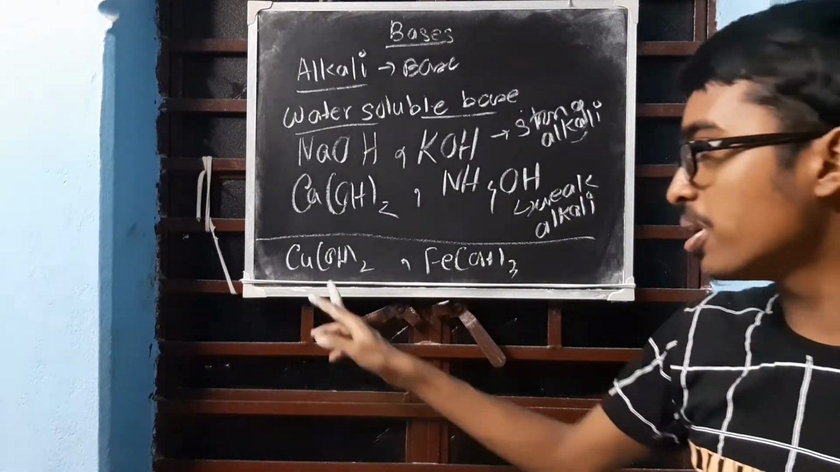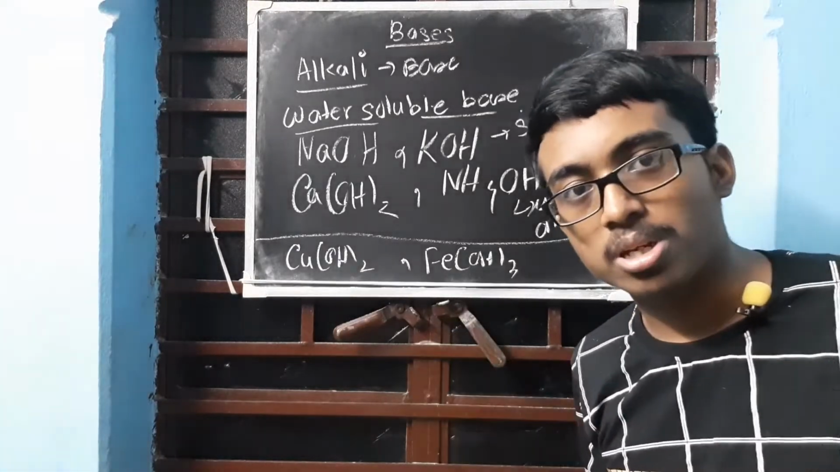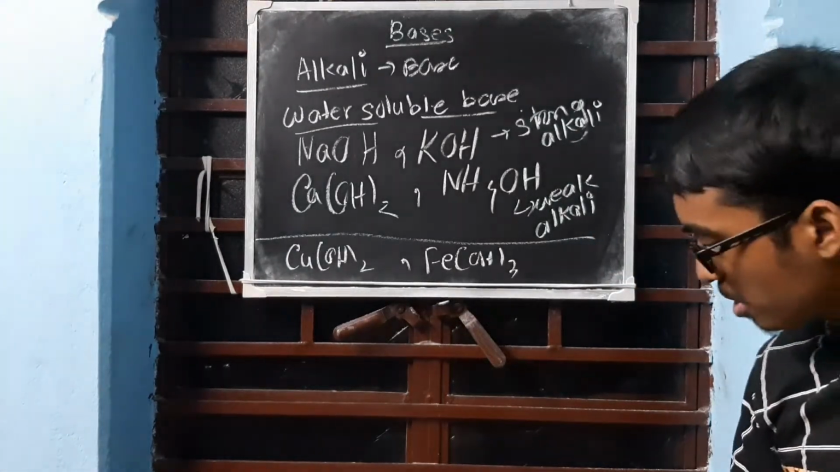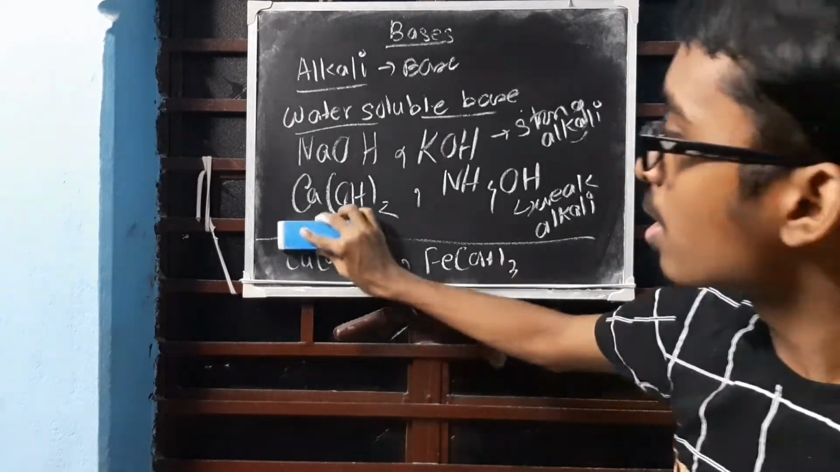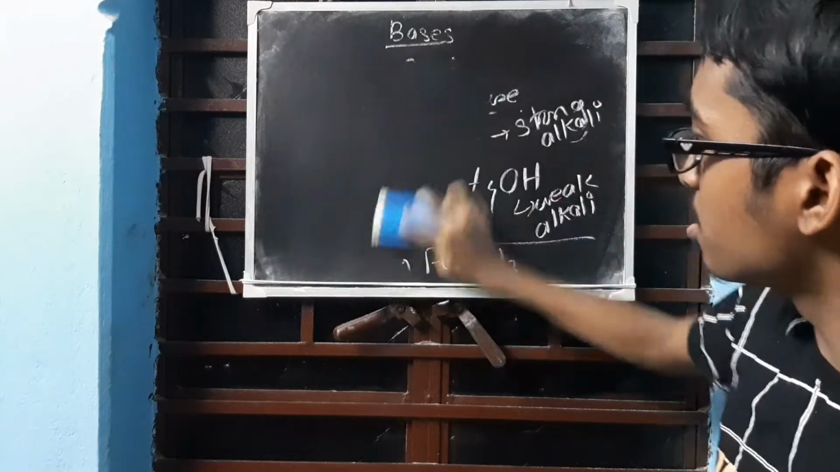They are all precipitates. This is a pale blue precipitate. This is a reddish brown precipitate. So these are precipitates, so they are insoluble. They are bases, but they are insoluble. So these are not alkalis, but these are bases. Okay, this is an alkali, a basic alkali.